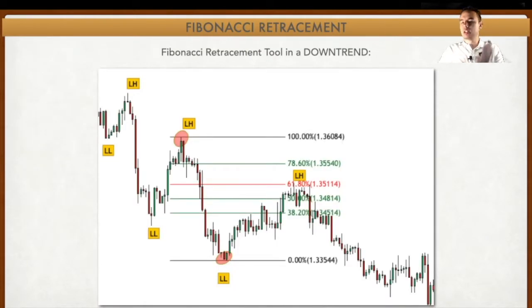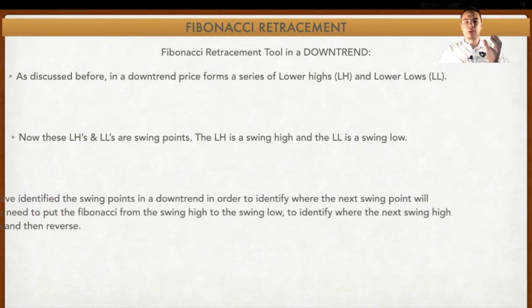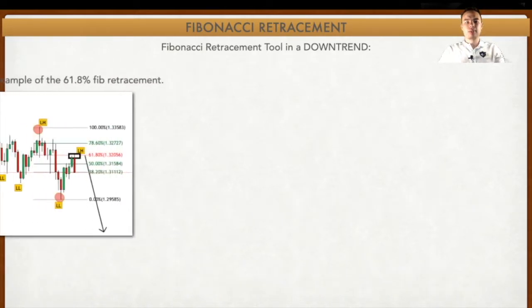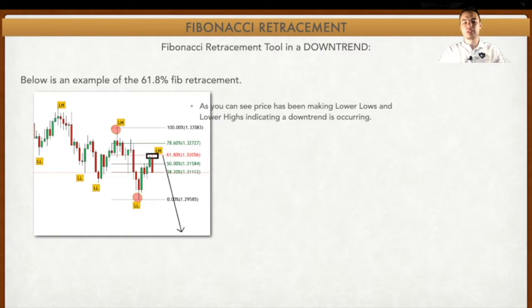In a downtrend, it's the complete opposite. Now you're going to start from the swing high, and you're going to drag your Fibonacci tool to the swing low. So, lower lows, lower highs. You're going to drag it from the lower high to the lower low, and you're going to identify the next lower high with your Fibonacci so that you can sell. As you can see there, from that lower high to that lower low, price rejected the 61.8%. That's forming your lower high, and that's where you would have entered your sell position.